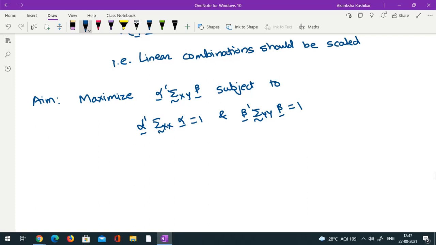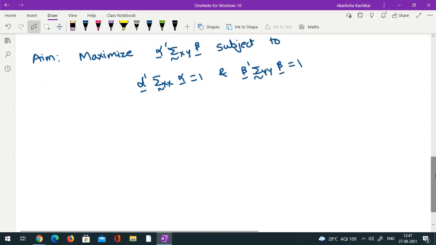So how do you do maximization under constraints? You use which method? Lagrange multiplier. That's what we did in PCA, correct? So we use Lagrange's multiplier. So let me write down the function.